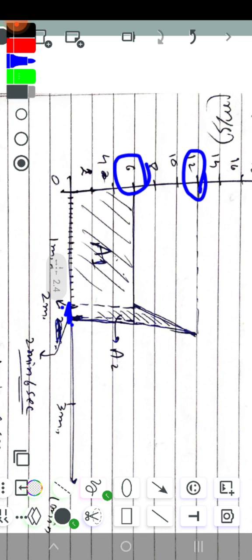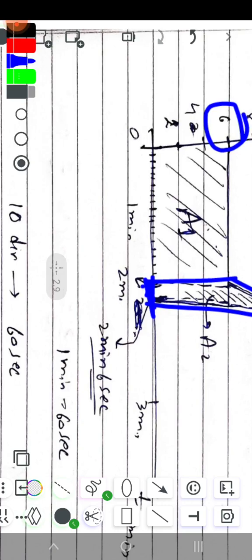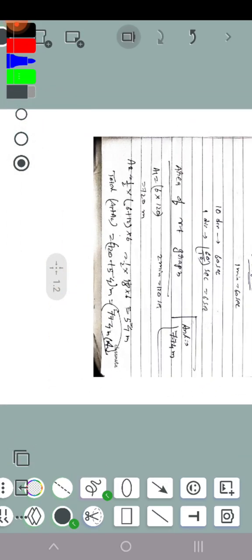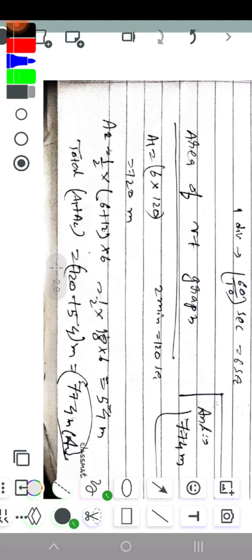If the velocity is 12 meters per second, we will get this area. This is nothing but the area of a trapezium. Now, you might be thinking, why a trapezium? Because a trapezium has two parallel sides and two non-parallel sides. So what is the formula for the area of a trapezium? We know the formula is half into the sum of parallel sides into the perpendicular height between the parallel sides.